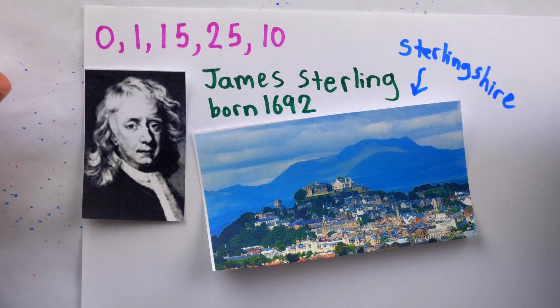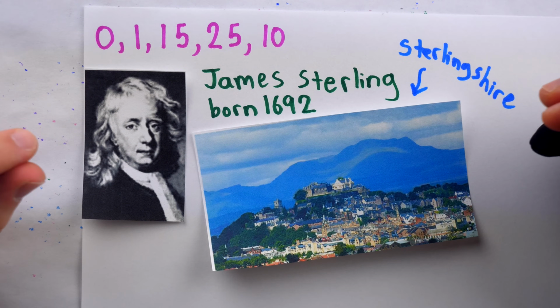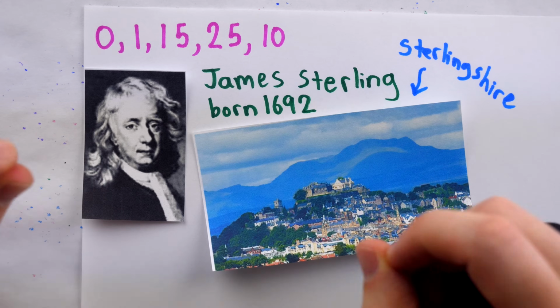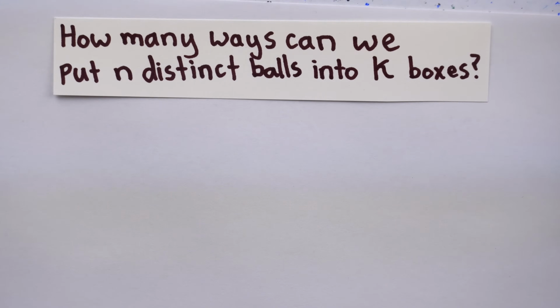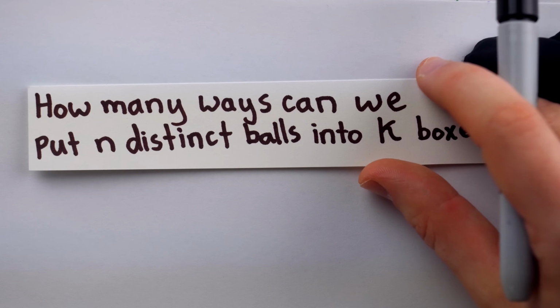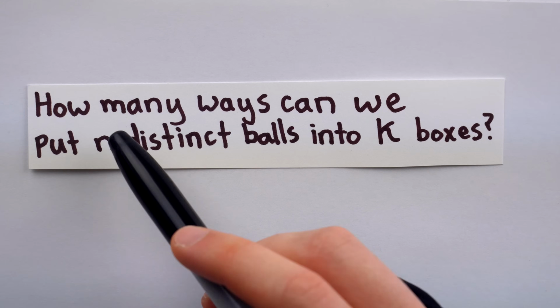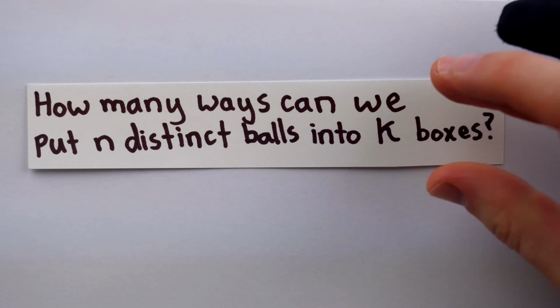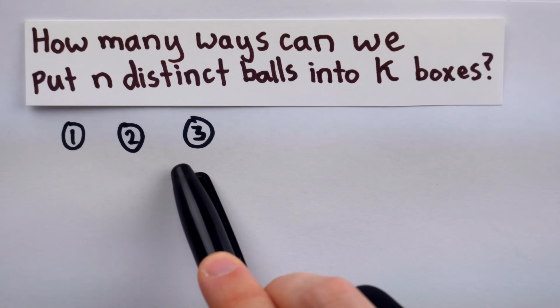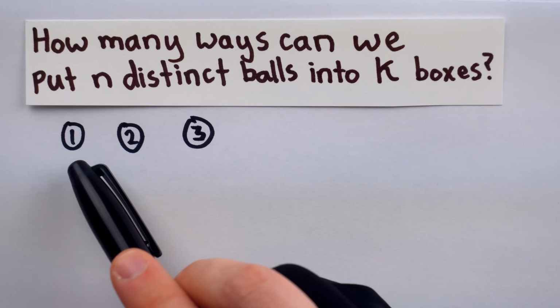discuss these numbers. Like every great combinatorial story, it begins with balls and boxes. And so I ask you, humble viewer, how many ways can we put n distinct balls into k boxes? For an example, let's consider the case where n equals 3, so we have 3 balls, and k equals 2, we have 2 boxes. To make our 3 balls distinct, it's convenient to number them.